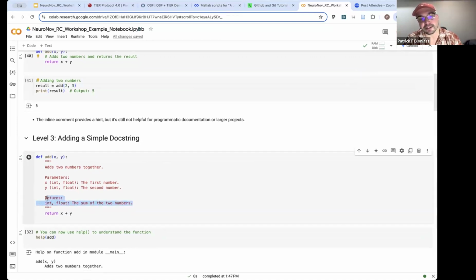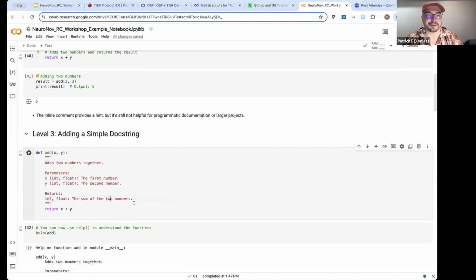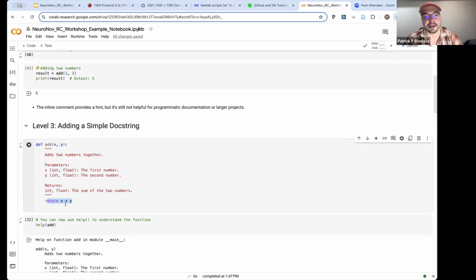And then finally, you want to have something that tells people what's returned. So not only the data types of the inputs, but what they would expect out, either an int or a float, and it would be the sum of the two numbers. And then finally, you would put your code below that.